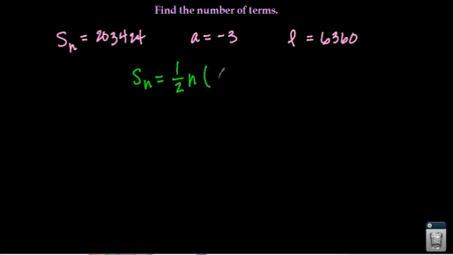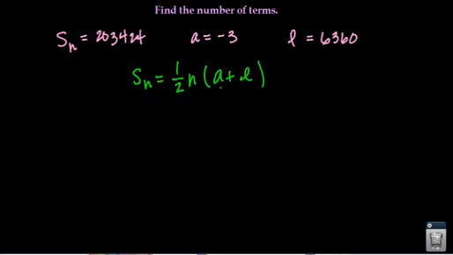I can use the shorter one, that looks like this. The sum of some number of terms equals half times the number of terms times the quantity starting value plus ending value. Much easier when you know the last term. Okay, and this is not going to turn quadratic, so that's kind of an extra bonus of knowing the last term.